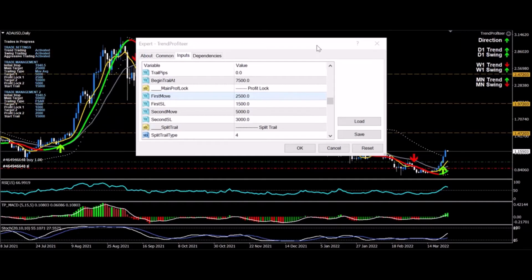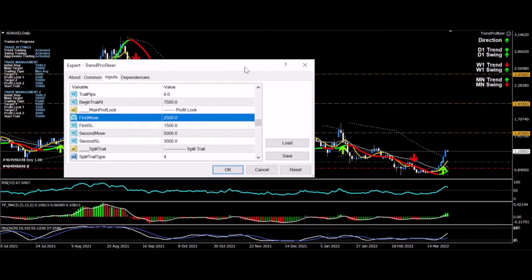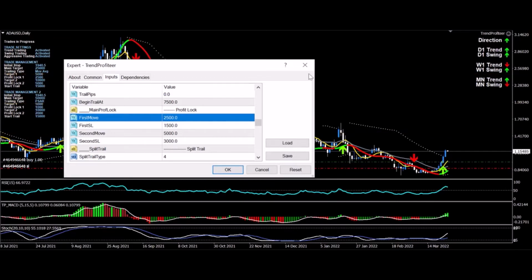Okay, so I just want to change the profit lock targets. You can do this at any time. Once the trade has been executed, you can change any of the settings. It's really comprehensive. It's amazing what you can do. It literally took us years.